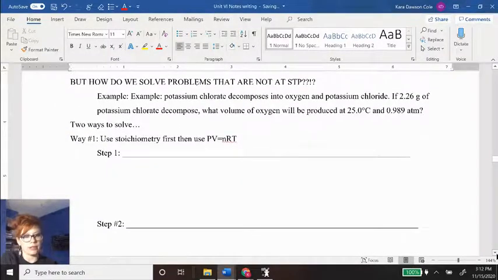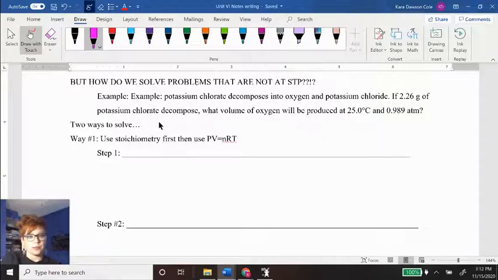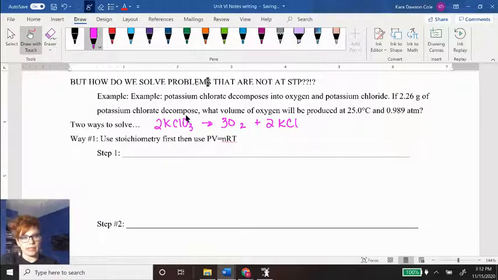Let's look at another example. We're using the same thing here, still using the KClO3. So 2 KClO3 decomposes into 3 O2 plus 2 KCl. Potassium chlorate decomposes into oxygen and potassium chloride. If 2.26 grams of potassium chlorate decomposed, what volume of oxygen will be produced at 25 degrees Celsius and at 0.898 atmospheres? There are 2 ways to solve this problem. Both will give you the same answers.